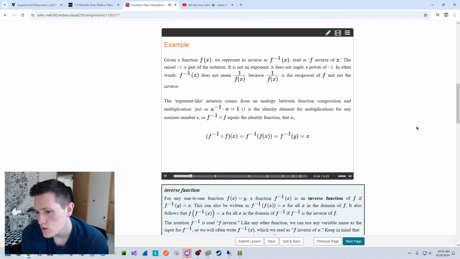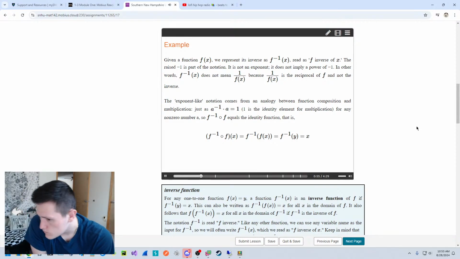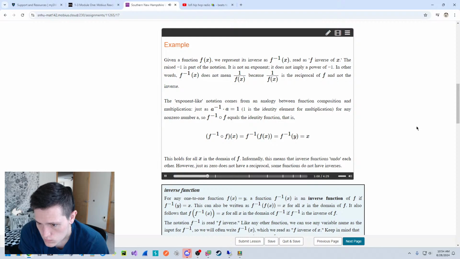The exponent-like notation comes from an analogy between function composition and multiplication. Just as a to the negative first power times a equals 1, for any non-zero number, so does f inverse composed with f equal the identity function. That is, f inverse composed with f of x can be more plainly written as f inverse of f(x) equals f inverse of y, which we know equals x. This holds for all x in the domain of f.